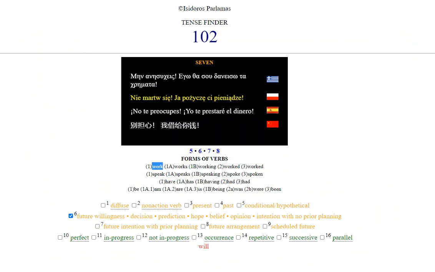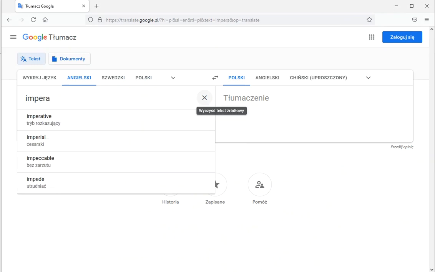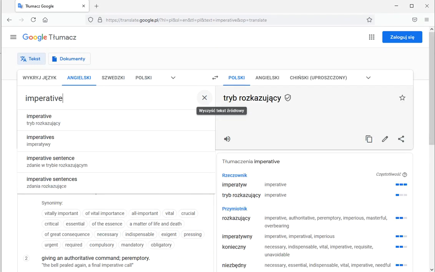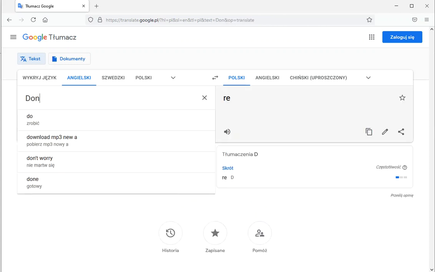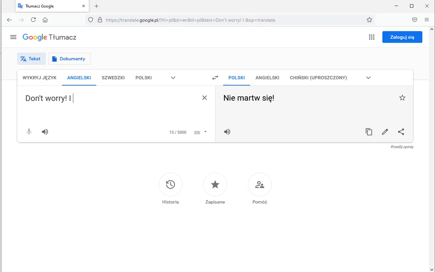Okay. So nie martw się, it's imperative. Nie martw się, it's imperative. How do you say imperative? Negative imperative. Tryb rozkazujący. So don't worry. I will lend you the money. Okay, that's all.